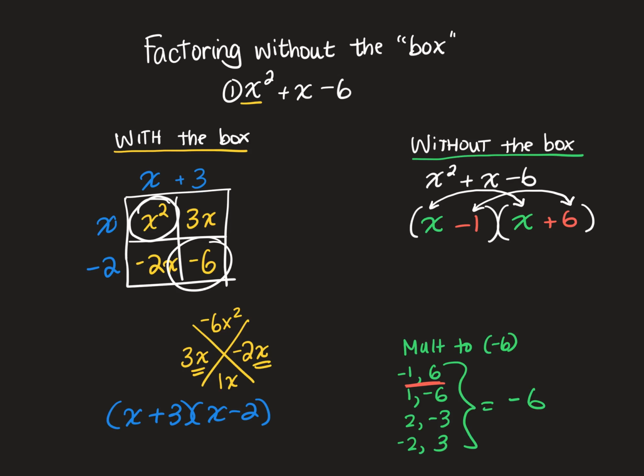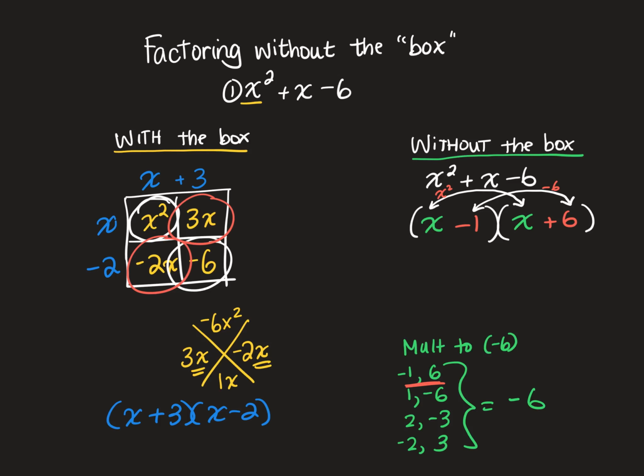When I put them into my binomial times my binomial, I'm saying maybe this is the correct factorization. What I know is that right now negative 1 times positive 6 is going to give me negative 6. And I know that x times x is going to give me x squared. So that part of my trinomial is set. But what I don't know is what's happening with these middle boxes. So that's where the check comes into place.